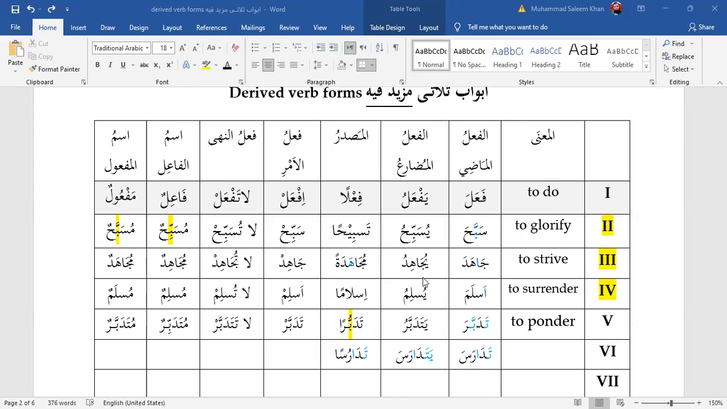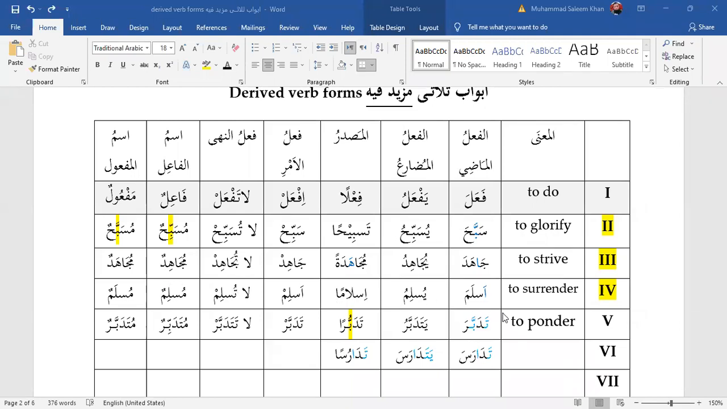It is jahada yujahidu mujahadatan. And fa'il al-amr is jahid, fa'il al-nahi la tujahid, and we have ismul fa'il mujahidun and ismul maf'ul is mujahadun. The same pattern over here.